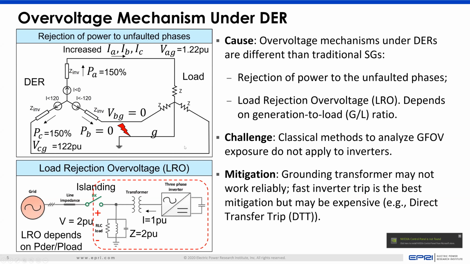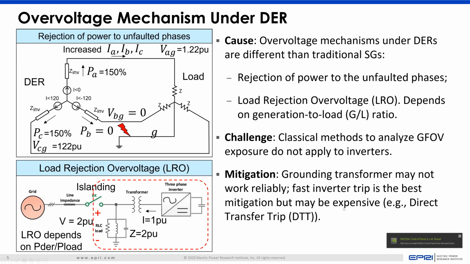So basically, the mechanisms driving GFOV under DERs are different. The challenge is that the classical methods to analyze GFOV do not apply to inverters. And also because the mechanism is different, the inverter is not directly causing neutral voltage shift. It's not a voltage source. The classical mitigation option, effective grounding, may not work reliably, and fast inverter trip is the best mitigation option. So essentially, open the inverter as soon as a fault or an islanding happens.